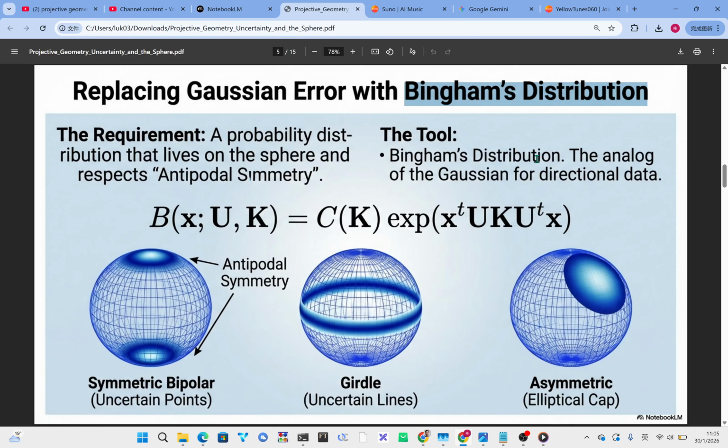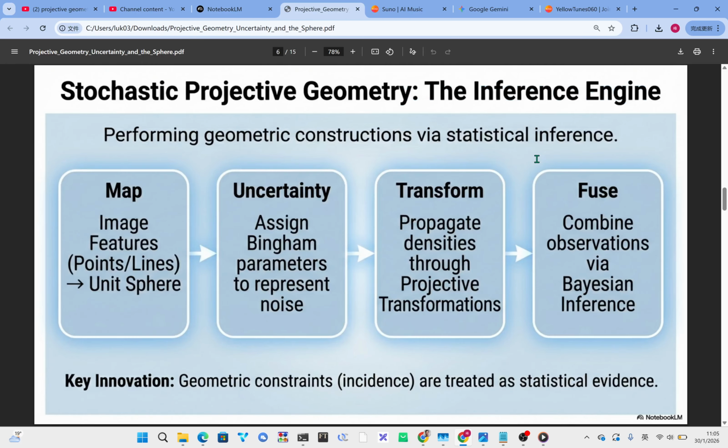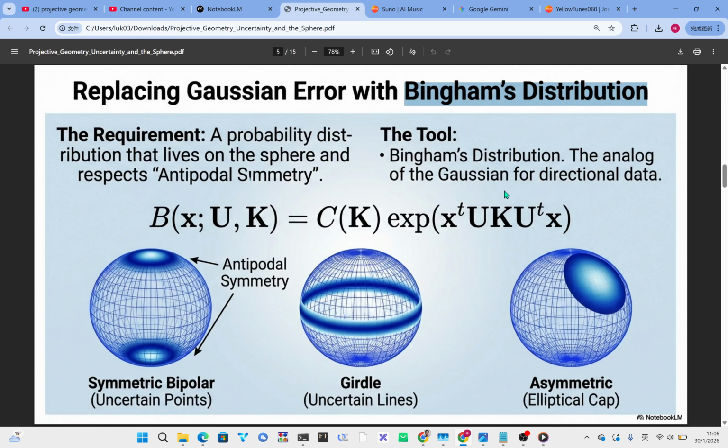Shape flexibility. A standard Gaussian is just a blob, a circle or an oval. But Bingham's distribution on a sphere can look like a tight dot, or it can stretch all the way around the sphere like a band. A band. Like a stripe on a beach ball. Yes. And this is vital. Imagine you see a line in an image. You know the object is somewhere along that line of sight, but you don't know where. That is a great circle on the sphere. Bingham's distribution can represent that specific type of uncertainty. I know the line, but not the point. Purely mathematically. So it's an uncertainty calculus that can speak the language of lines, points, and planes fluently without trying to approximate them as dots. Bingo! It captures the structure of the error, not just the amount.